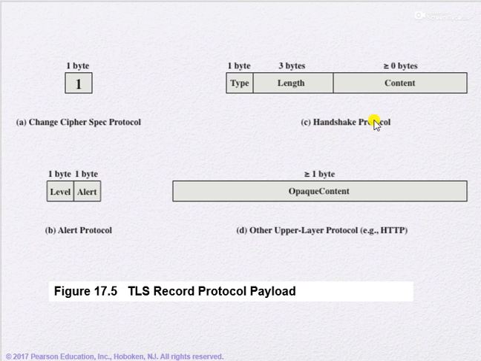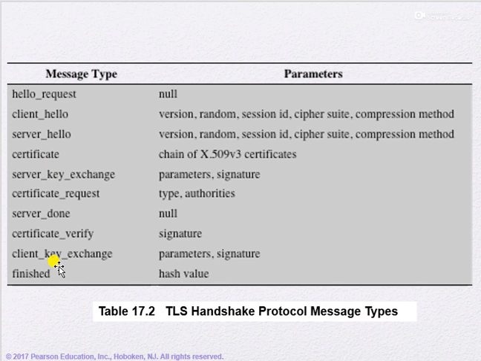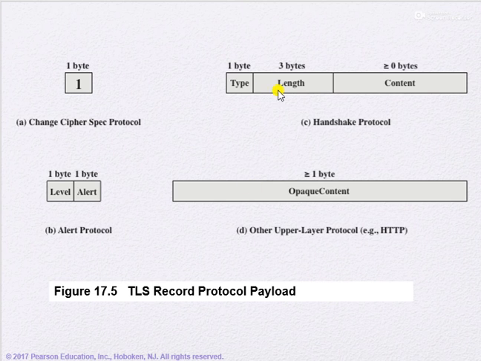So the first field in the handshake protocol is the type. There are different types of messages that are exchanged between client and server to establish cryptographic parameters, and they both authenticate each other. So the types of messages are given over here. Then there are 3 bytes which show the length of the message in bytes, and then content. This parameter is related to the message. Like here we can see in this table we have different types of messages.